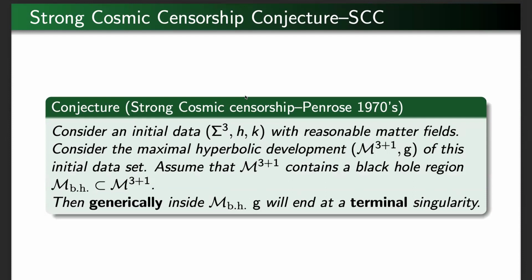Okay, so let's say generically it does end in a singularity because generically the curvature blows up. Okay, there's a genericity statement about it. In the cosmological setting, it's predicted. Okay, it's predicted. There's very little explicit proof of this. Okay. Right. So Ringström has some explicit.